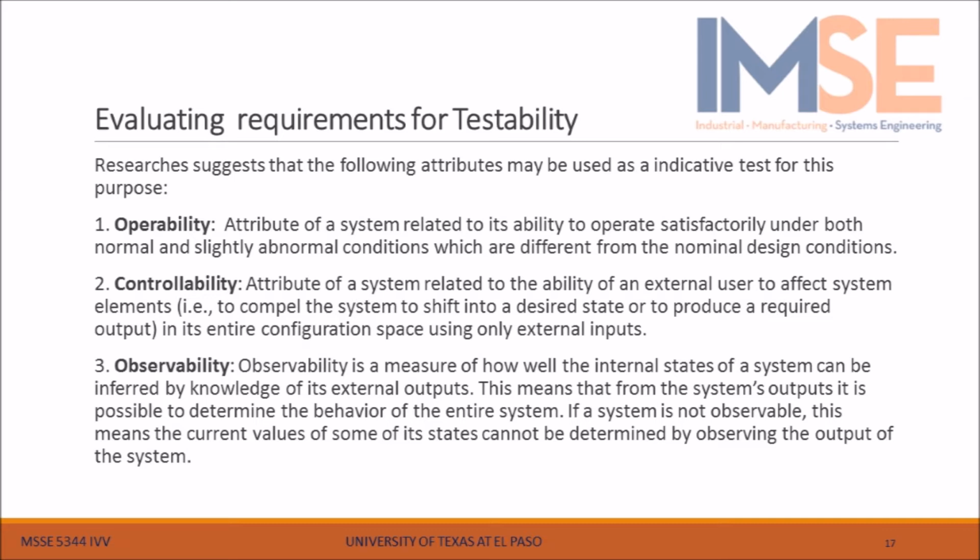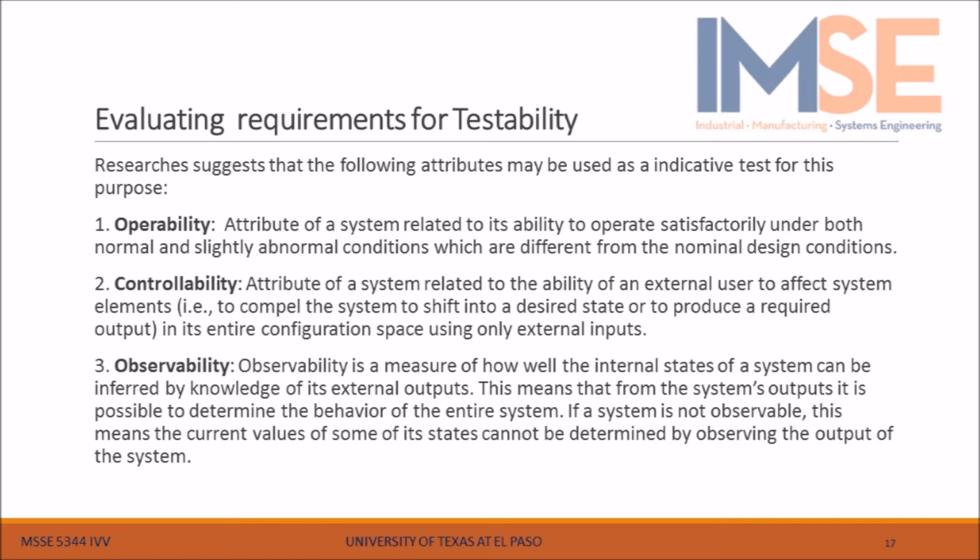Evaluating requirements for testability. Researchers suggest that the following attributes may be used as an indicative test for this purpose. Operability. Attributes of a system related to its ability to operate satisfactorily under both normal and slightly abnormal conditions, which are different from the nominal design conditions. Controllability. Attributes of a system related to the ability of an external user to affect system elements in its entire configuration space using only external inputs. One possible example is to compel the system to shift into a desired state or to produce a required output.